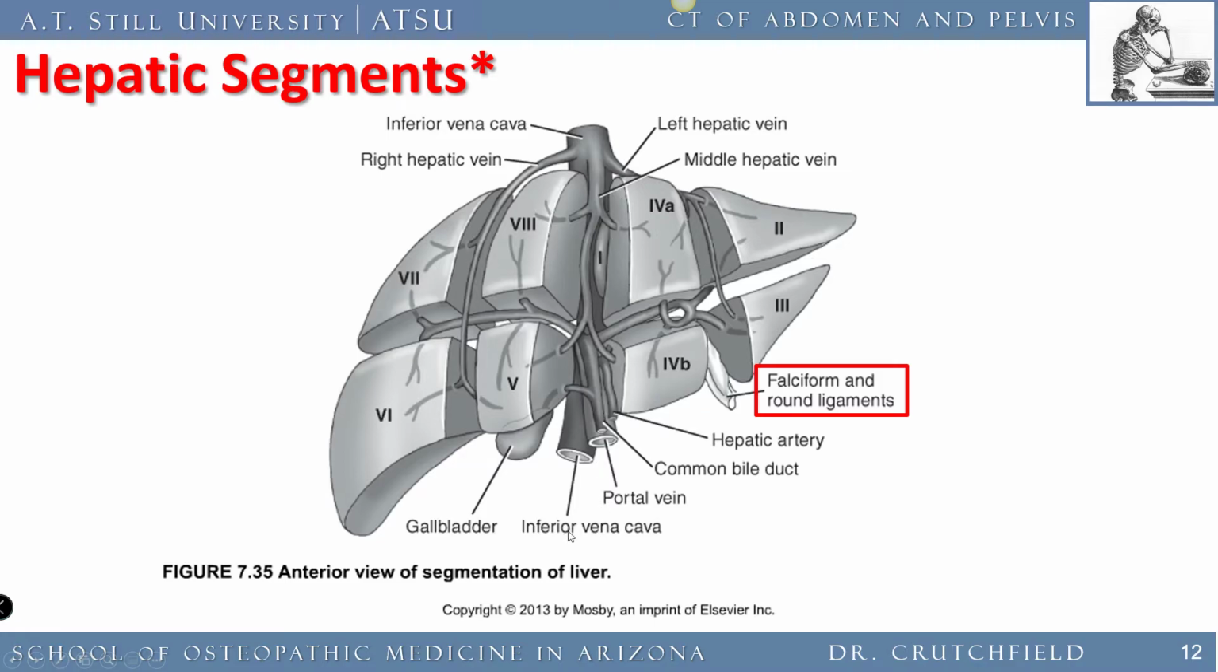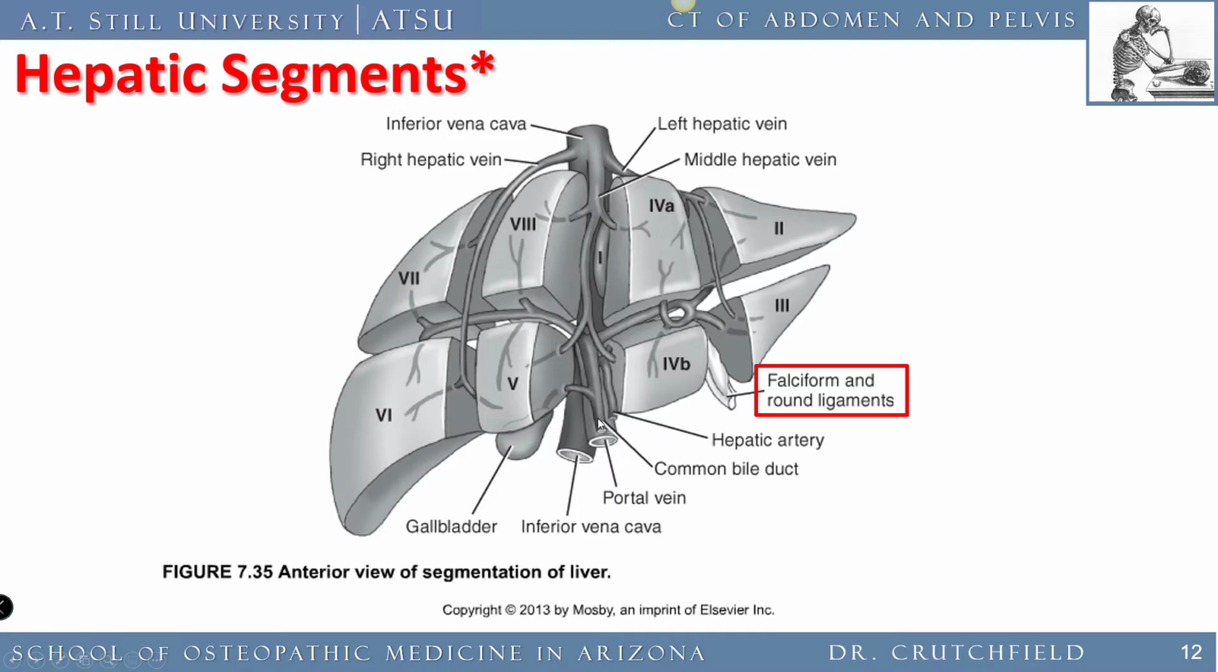Looking at the liver, splitting it right down the center is the inferior vena cava. And then we know that the portal vein brings in 70% of the blood to the liver. And then the portal vein actually will split into a left portal vein and a right portal vein.